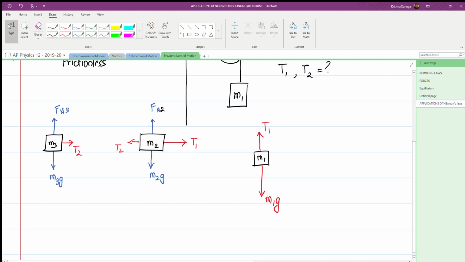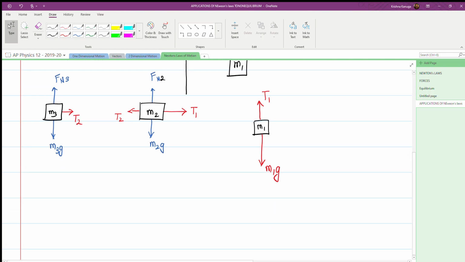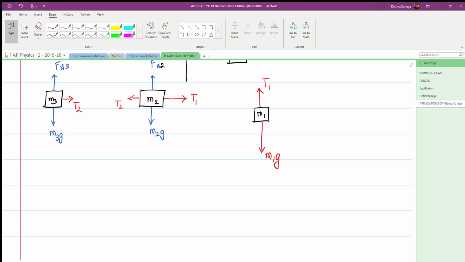So what is our goal? We want to solve this problem. In order to do this, what I suggest you do is draw a separate set of pictures along with these diagrams, with the dotted arrow. Let's do this very quickly. I'm just going to draw M1. For M1, we have M1g here, we have T1 here, and our dotted arrow is going to be a downward arrow with M1 times a, because Newton's second law says F equals ma.